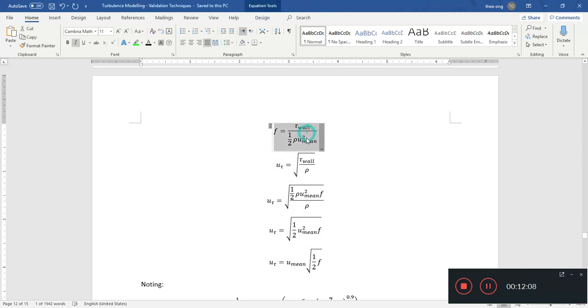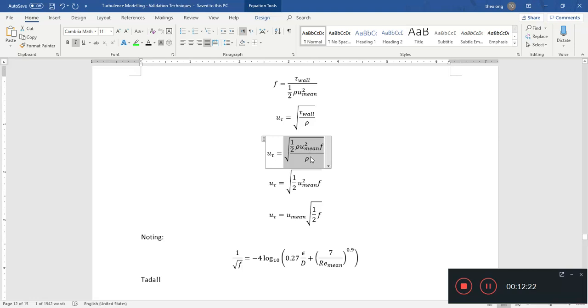So I just substitute this f over here. Tau wall equals f times this half rho u square mean. That's what I substitute here from this equation. I substituted this into here, divided the densities out, cancelled that out, and this is what I'm left with. And this actually makes a very nice correlation over here, where you can just bring the u mean square out here, and then you just have a nice half square root f.